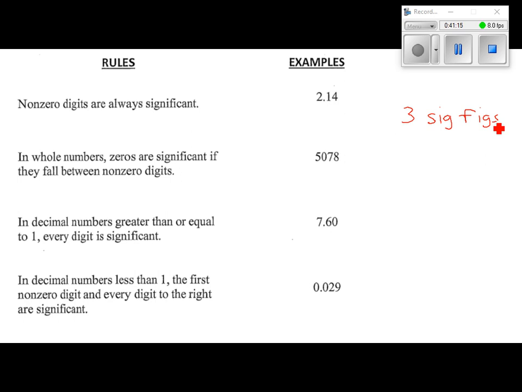In whole numbers, zeros are significant if they fall between non-zero digits. So that 0 is significant if it falls between 2 other things that are not zeros. So how many of these numbers actually matter here? How many are significant? All 4. All 4 of them.